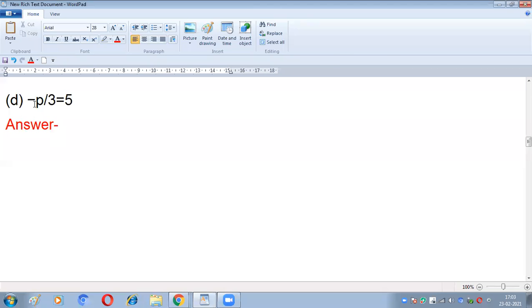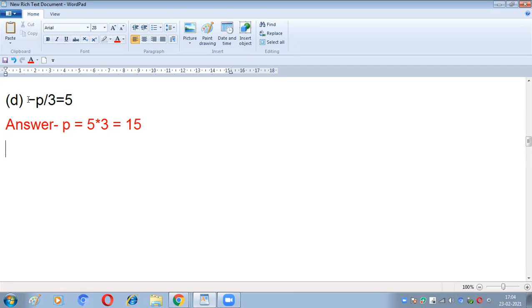Part d is minus p upon 3 equals 5. Here p is in minus sign and 3 is in division sign. In the previous question also 4 was in division sign, so the same formula applies here. When 3 moves to the right hand side, it gets multiplied by 5. So 5 multiplied by 3 equals 15.